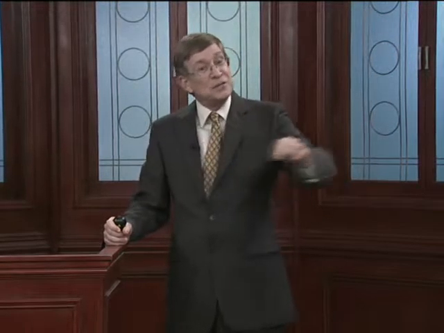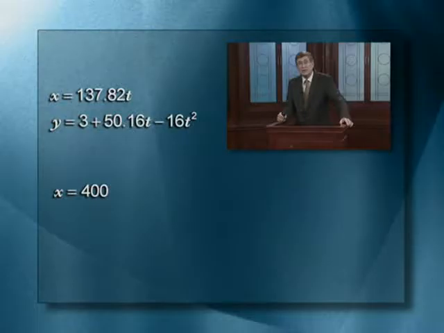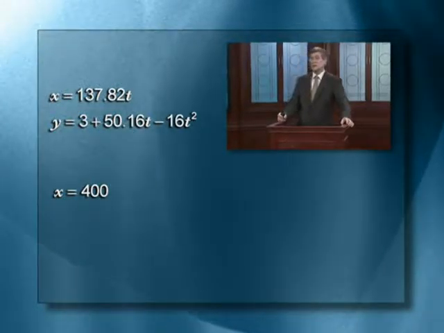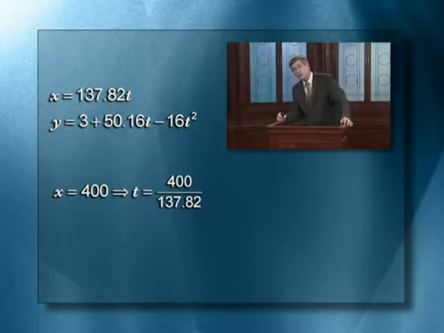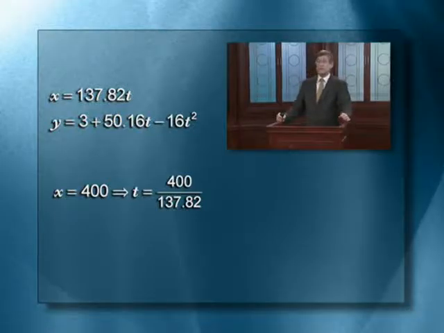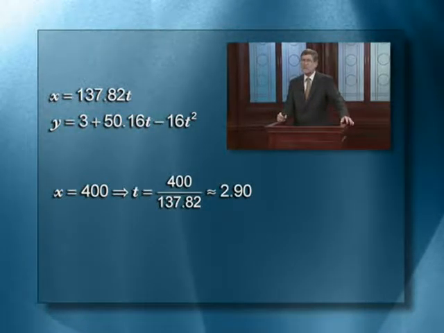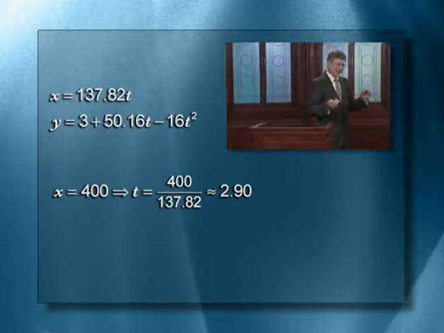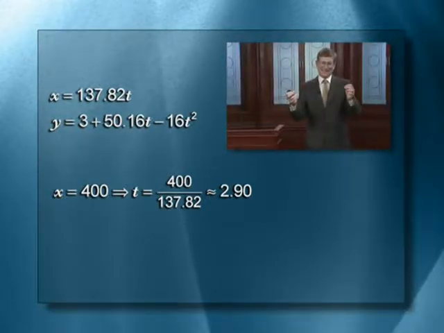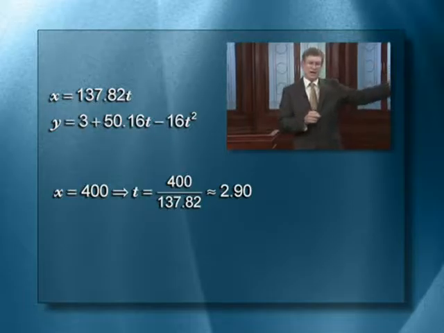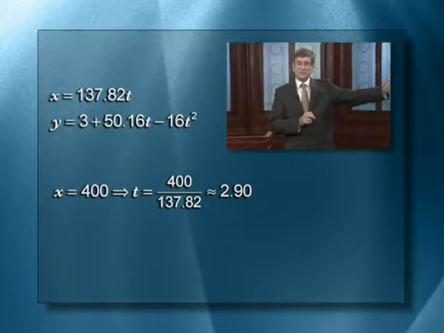So when x is 400, the baseball has reached the fence. So let's let x be 400 in that first parametric equation. And if x is 400, solving for t, you get 400 divided by 137.82. That comes out to be about 2.9. In other words, in about 2.9 seconds, the baseball has arrived at the fence.